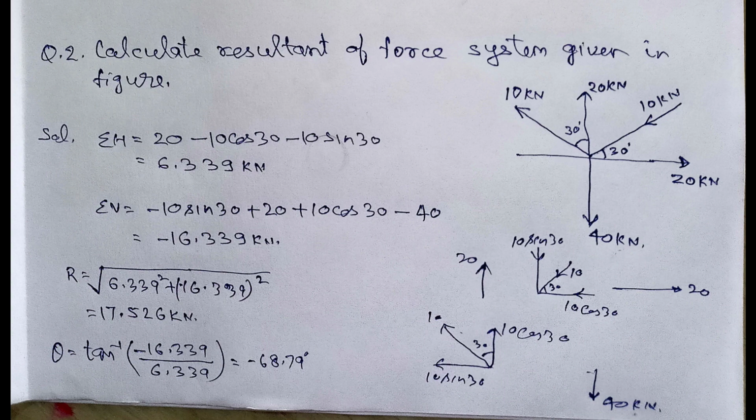Now we can determine the resultant by using the same equation. R is equal to root sigma h square plus sigma v square, that is root 6.339 square plus minus 16.339 whole square, equal to 17.526 kilonewton. So this will be the resultant of these forces, and direction will be theta equal to tan inverse sigma v upon sigma h, which will be minus 68.79 degree. You can see vertical component is in downward direction and horizontal component is in positive x direction. So the resultant will be in fourth coordinate.